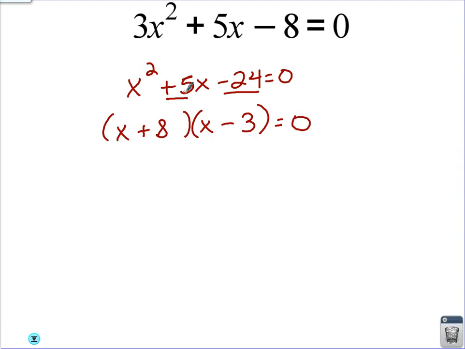The number one mistake people make is they stop there, they set each equal to 0, and they're done. But you can't do that. Since you moved the 3, that means you have to divide by 3.